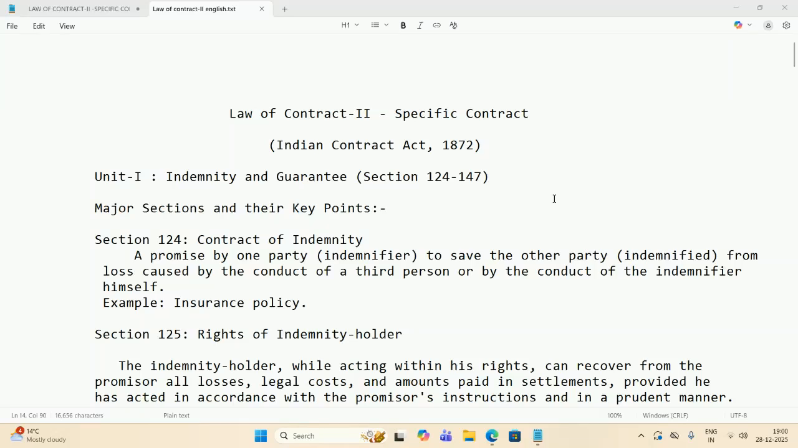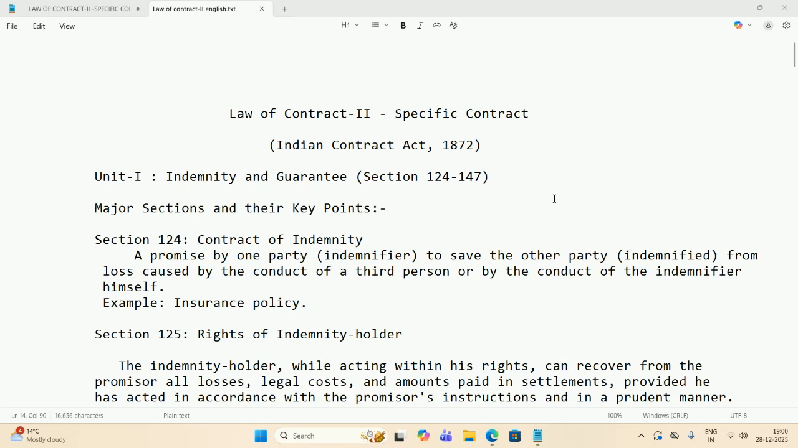Friends, today I am taking up Law of Contract to Specific Contract under Indian Contract Act 1872. I am taking major sections and their key points, and many of the questions are asked on the basis of these sections. So I am going to discuss all the topics under this law of contract to under specific contract.